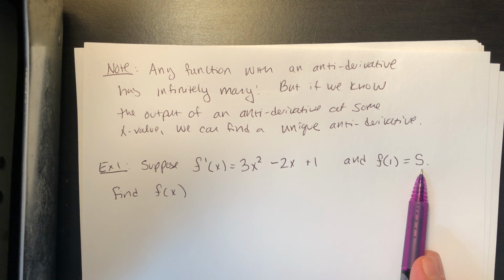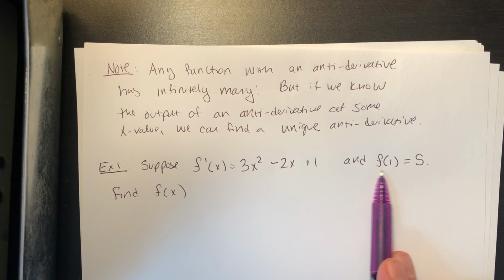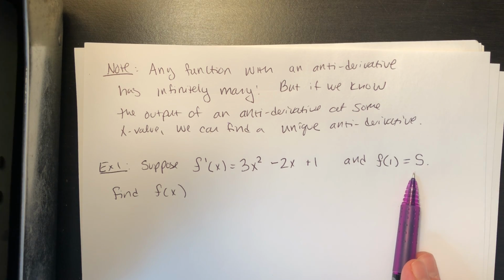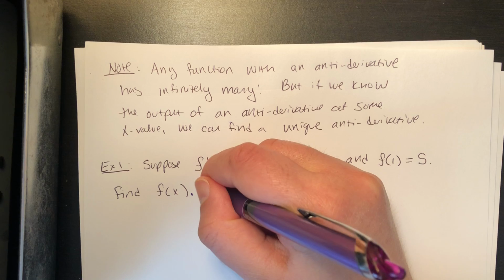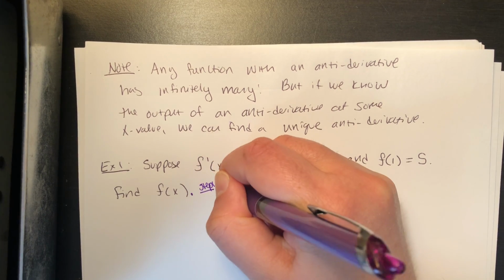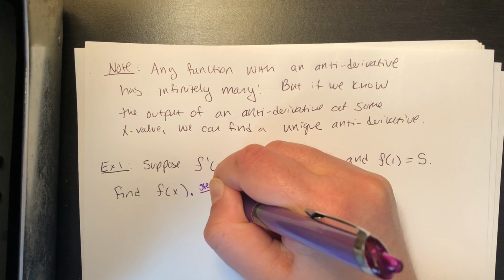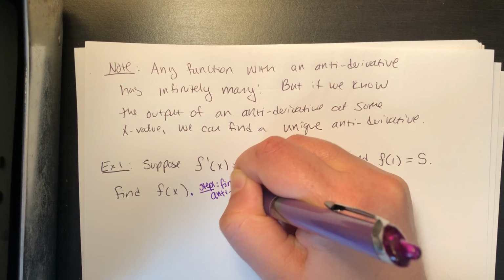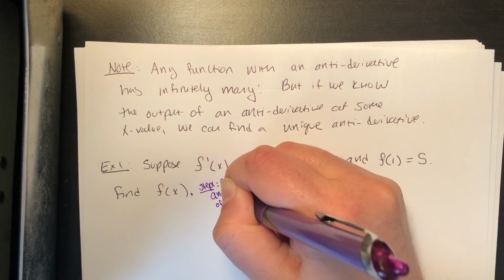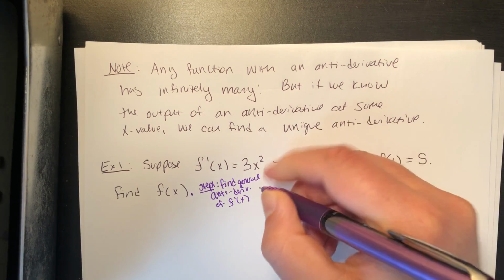If f of 1 is equal to 5, then there's only one f that's going to satisfy this instead of infinitely many, and we can find it. Here's how we do it. Step 1, find the general antiderivative of that f prime of x function.